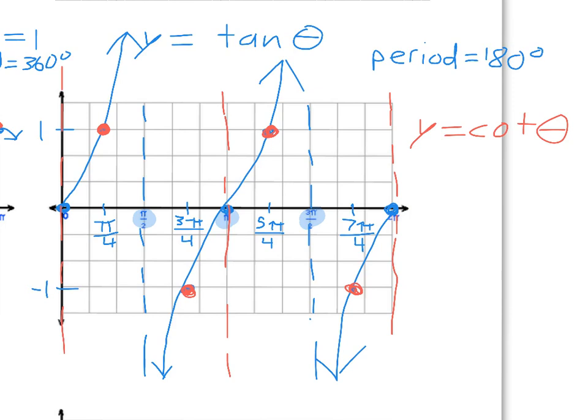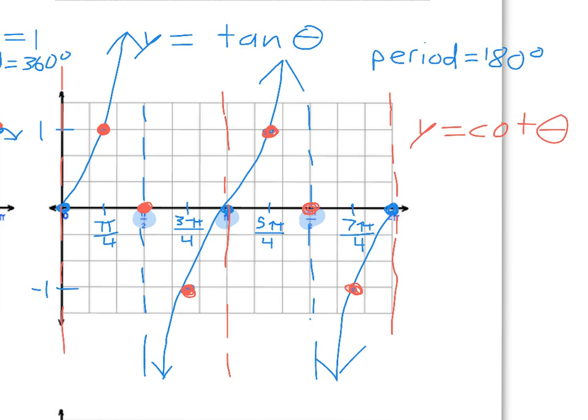So cotangent and tangent will share those points. Alright, what else can we flip? Well, when tangent is undefined, the reciprocal of undefined is 0. So when tangent has an asymptote, cotangent is going to be at 0. So we could put zeros here and here.